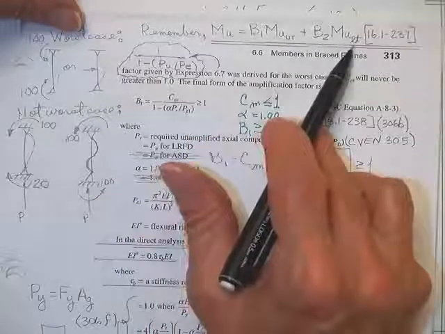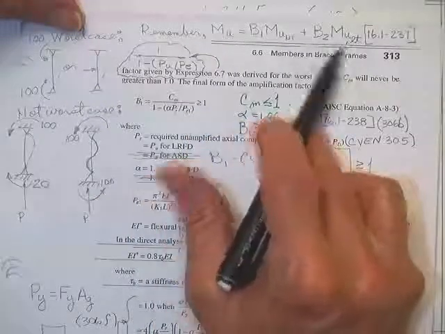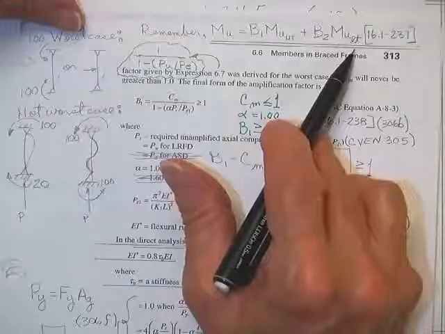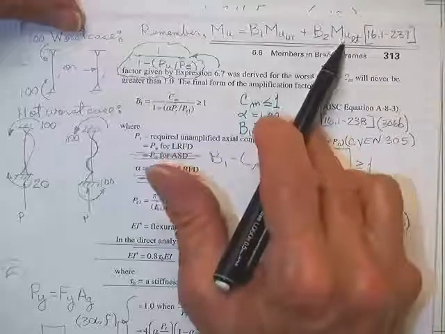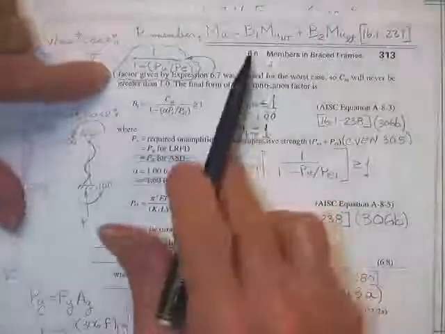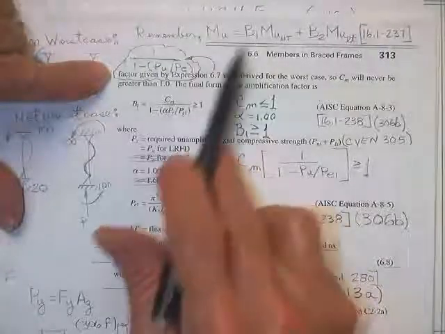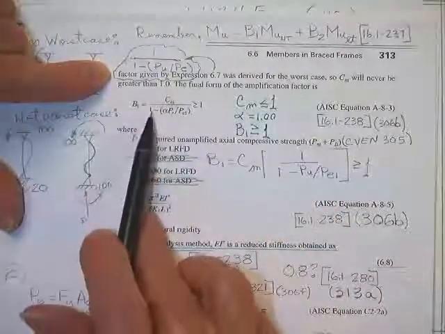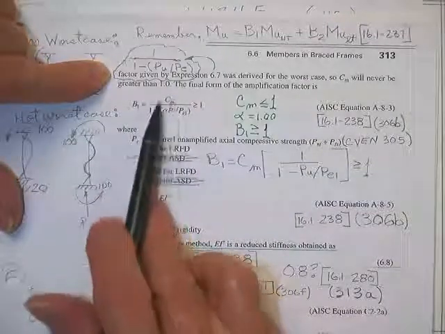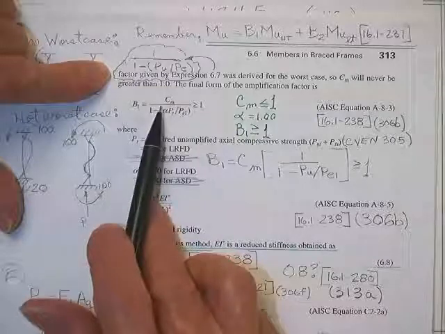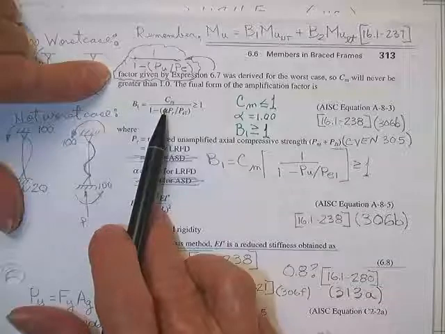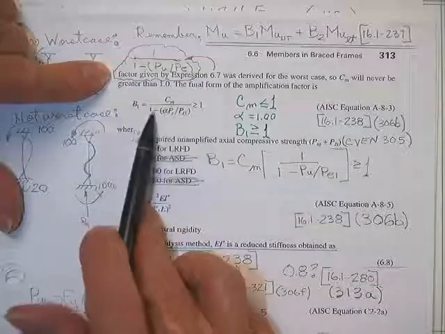Did you have any lateral translation? He says, no. I say, no problem. That's a zero. But if you had some lateral translation in there from your first order analysis, I need to amplify those moments too. Our B1 now turns out to be the amplification factor with the correction that you insisted on, because every now and then your beam didn't deflect as horribly as it could. And this took into account the worst case.